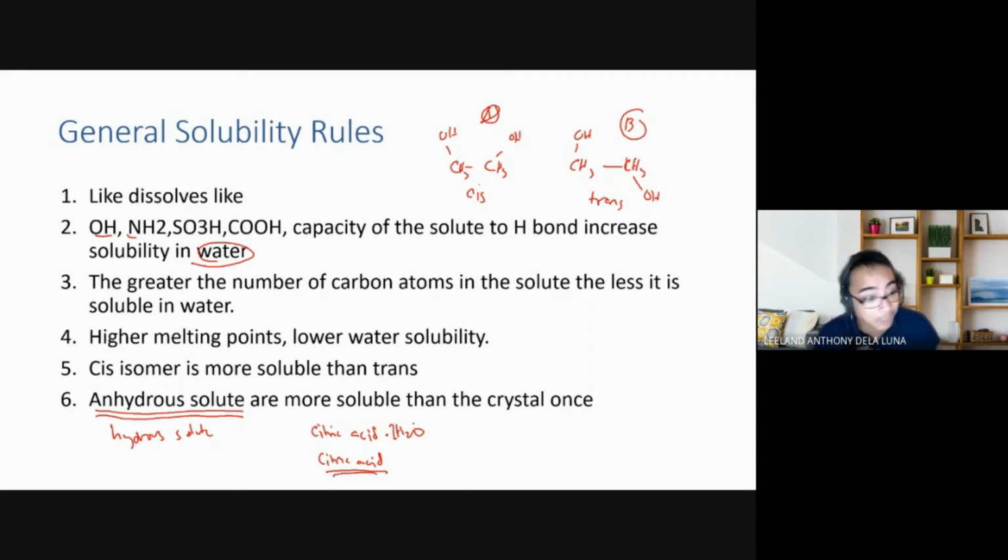Anhydrous, ibig sabihin, wala siyang water, mas nasasabik. Nasasabik siya makakita ng tubig. Kasi anhydrous siya, kumbaga makakita ng tubig. Alright? So, yun. Okay.